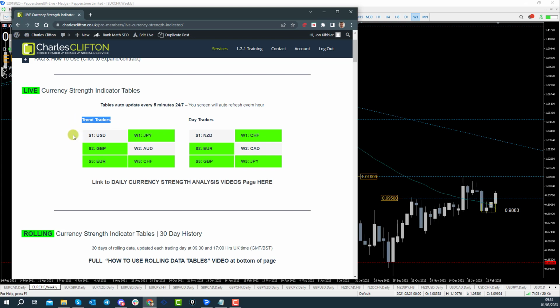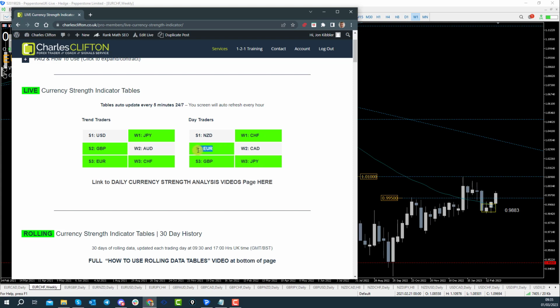So the trend traders table is suggesting that the pound is the second strongest currency, followed by the euro, which is the third strongest currency. On the weak side of the trend traders, we can see that the yen tops the table as W1 and the Swiss franc is W3. From a day trader's point of view, the euro is the second strongest currency, followed by the pound as the third strongest currency. The Swiss franc tops the day traders as the weakest currency, and the yen is the third weakest on our day traders.